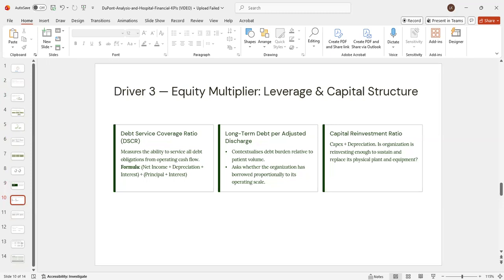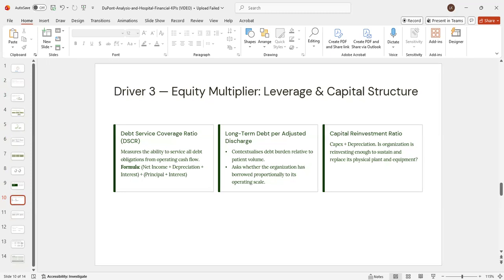So what the equity multiplier does is evaluate your capital mix. Like I said before, it tries to find the right balance between debt and equity in terms of how the assets are financed. The way in which we track the equity versus debt position is through a few metrics, and one commonly tracked metric is the debt service coverage ratio. It asks the question: do we have enough operating cash flow so that we can comfortably service our debt obligations?